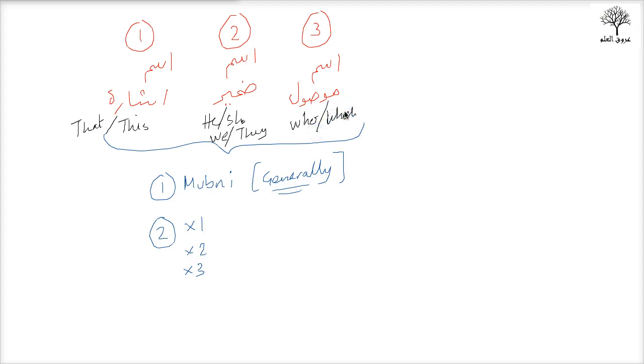Who and which sums up mawsul. Okay, so for example, if I say, have you seen the book which is in the room? So that which is mawsul.